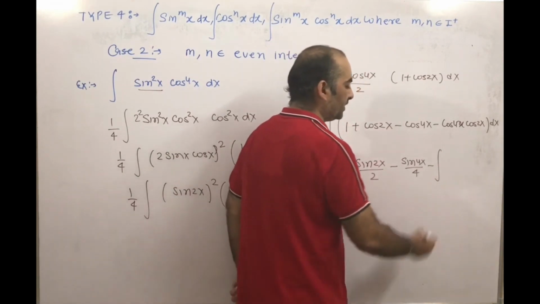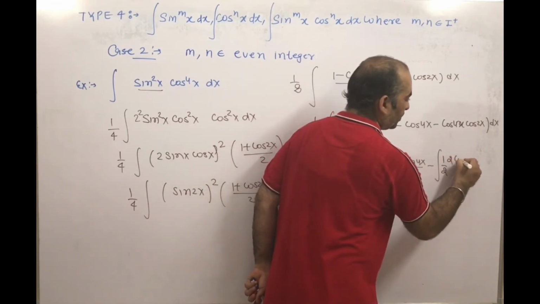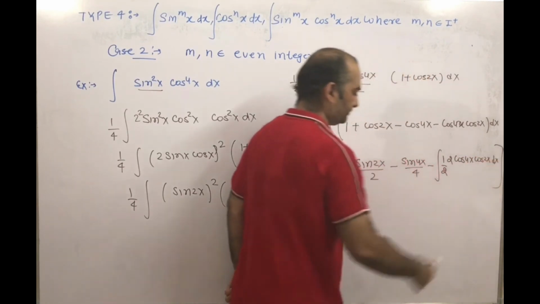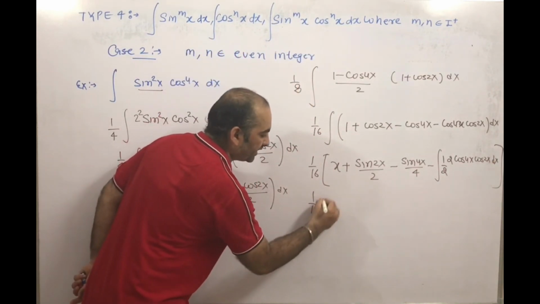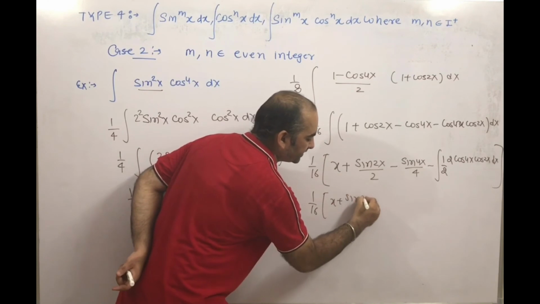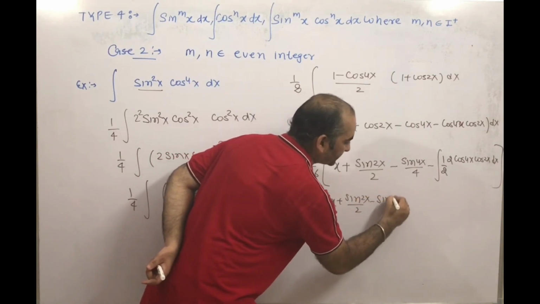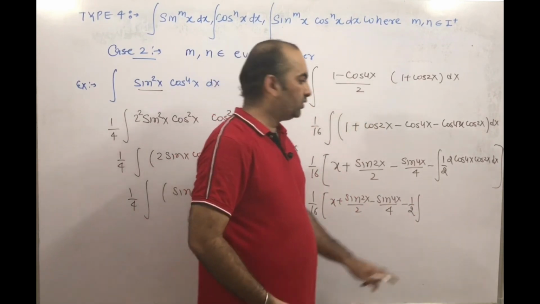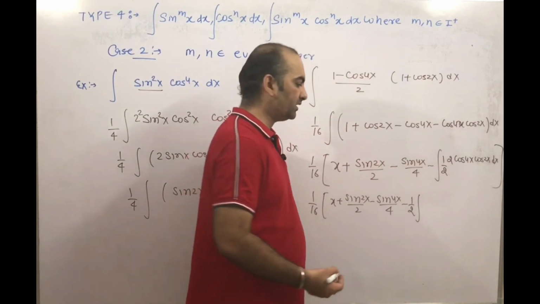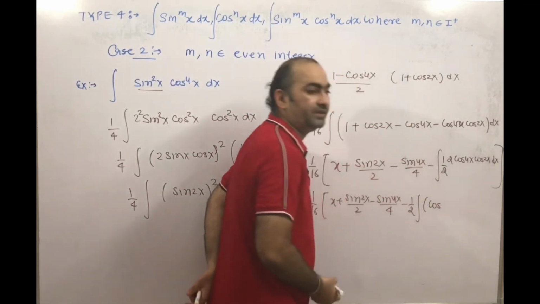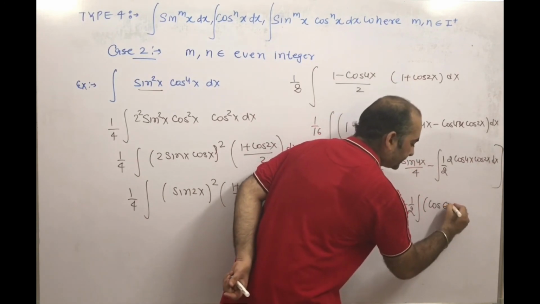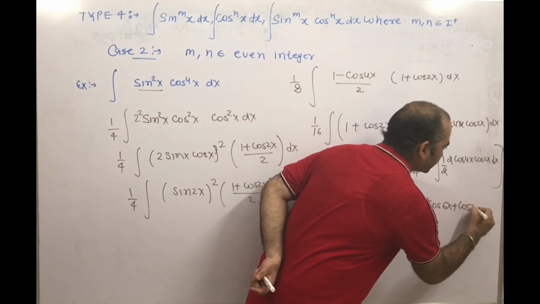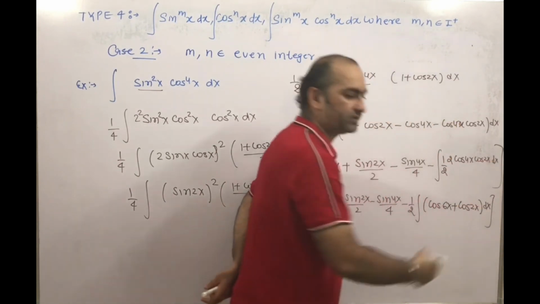So here what you can do? 1 by 2 cos 4x cos 2x dx, this one we can write. So 1 by 16 in bracket x plus sin 2x divided by 2 minus sin 4x divided by 4 minus 1 by 2 is outside, integration of 2 cos a cos b. So 2 cos a cos b is cos a plus b, so 4x plus 2x, 6x, plus cos 4x minus 2x, so cos 2x dx. Bracket close.